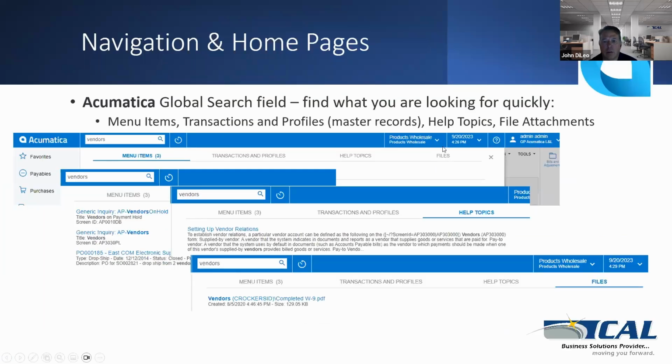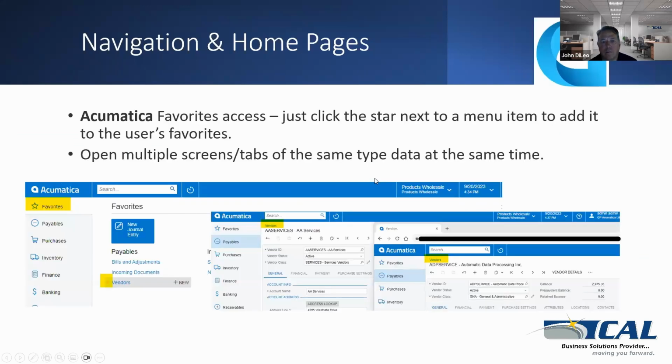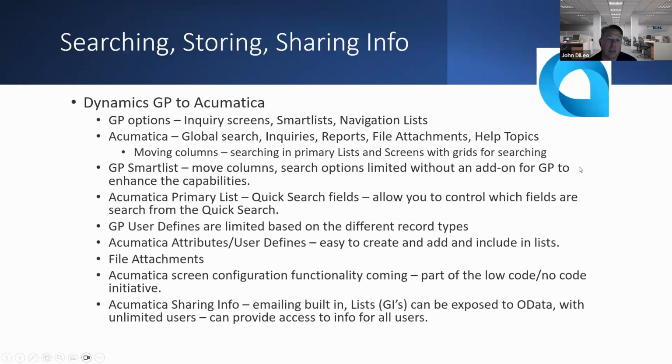We talked about the global search. Again, it's searching menu items, transactions, profiles, and help. So you really are able to find anything in the system pretty easily. Again, favorites access. You just do that star click, and you can open multiple tabs. Again, those are things we can't do with GP today. We can't open those multiple tabs. You can do favorites in GP.